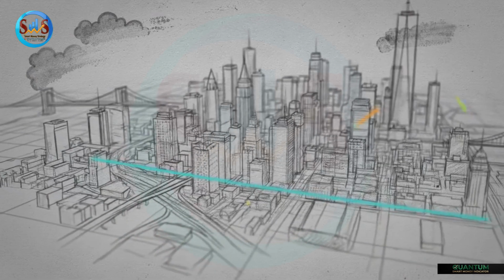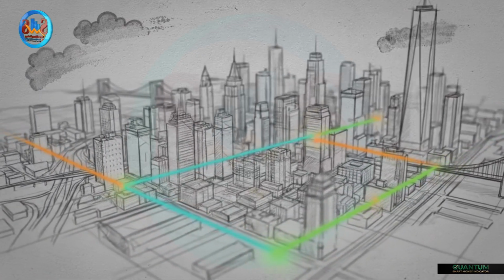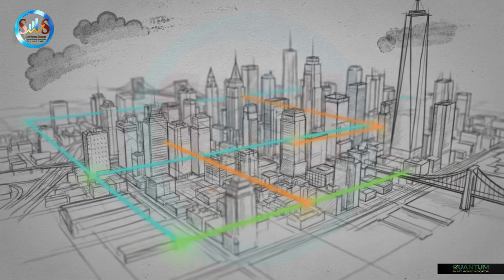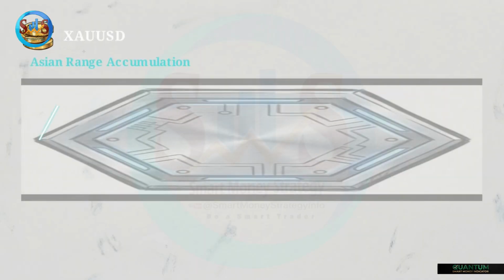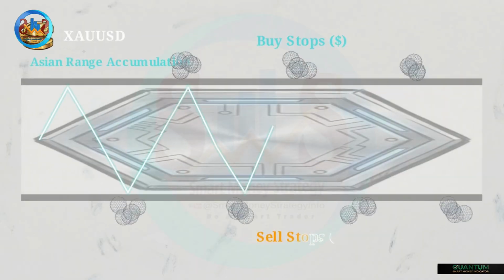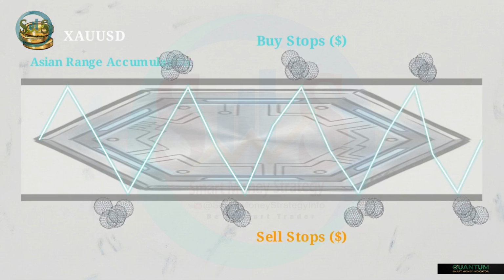The execution of this trap follows a strict mathematical cycle. It begins in a specific environment, the low-volume Asian trading session. This 1-hour chart of gold shows the Asian range, a sideways consolidation period. By oscillating back and forth, the market intentionally builds a flat line of equal highs at the top and equal lows at the bottom.